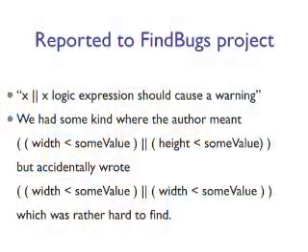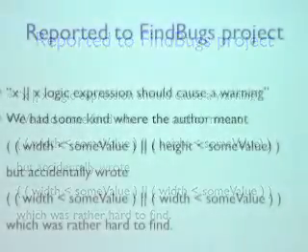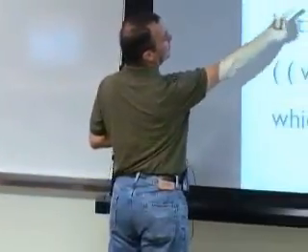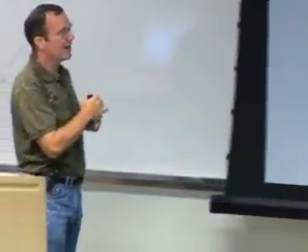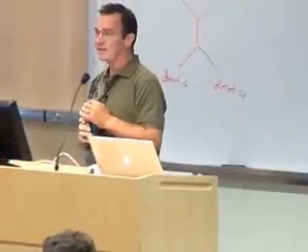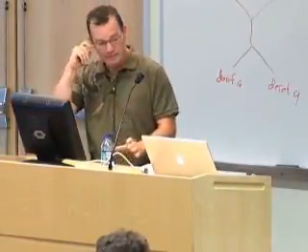Okay, so I'd been on the road for about 3 weeks. This week I had some downtime and caught up on some things. Somebody reported to FindBugs that an X or X logic expression should cause a warning. Somebody said we had some kind of error where the author meant if width less than some value or height less than some value do something, but instead had if width less than some value or width less than some value.